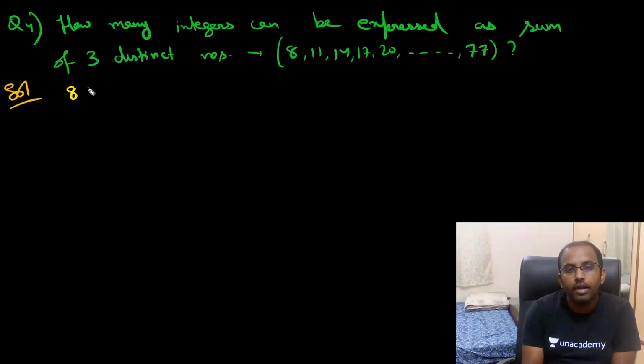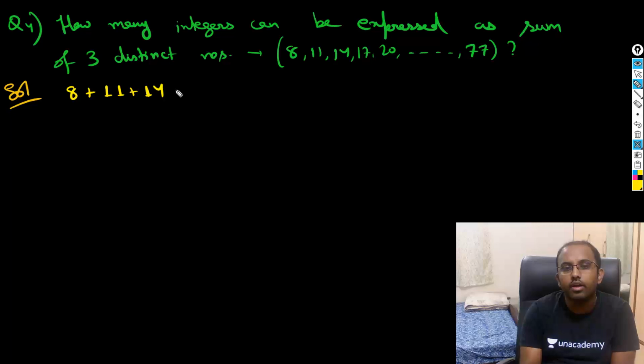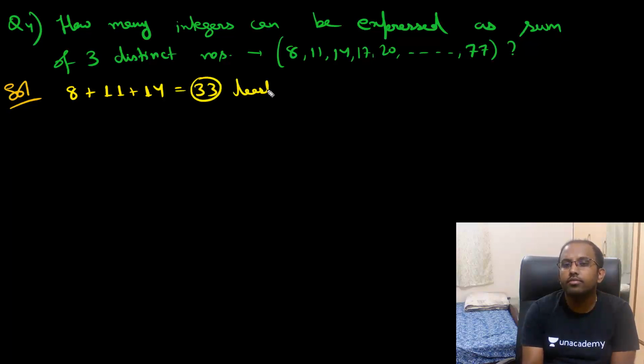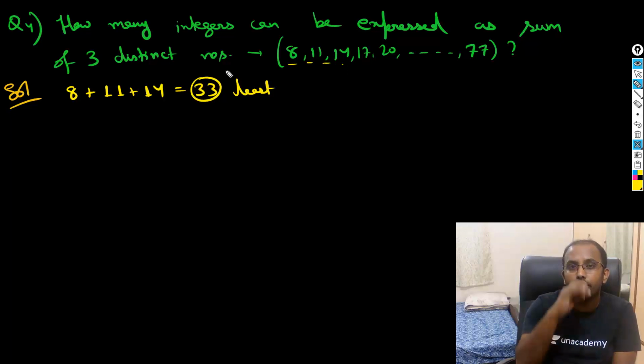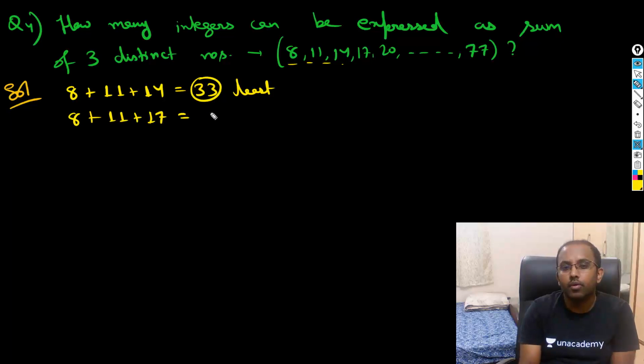For example, 8 plus 11 plus 14 is equal to 33. That's the least number I can get, obviously, from the first three numbers. If I want to increase that number, I should go like 8 plus 11 plus 17. That is equal to 36, the next number I can get. The next number should be 8 plus 11 plus 20, that is 39, right? So it increases like this.